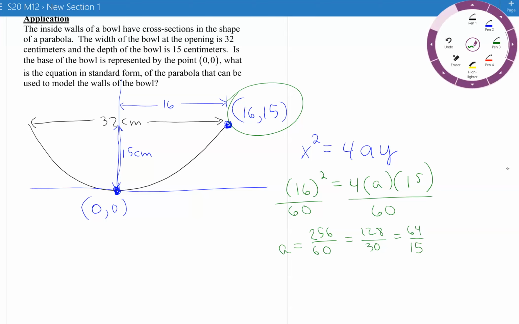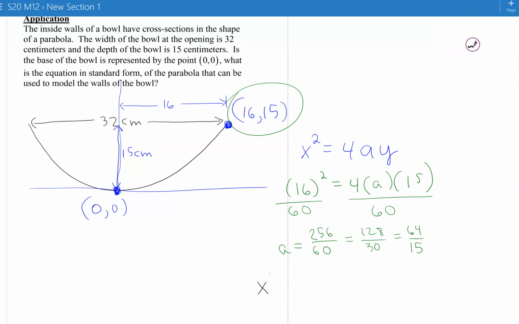So my equation looks like x squared equals 256 over 15 y. I multiplied by this 4 here. So that's the equation that can be used to model the sides of the bowl. Okay, so let me know if you have any questions about parabolas.